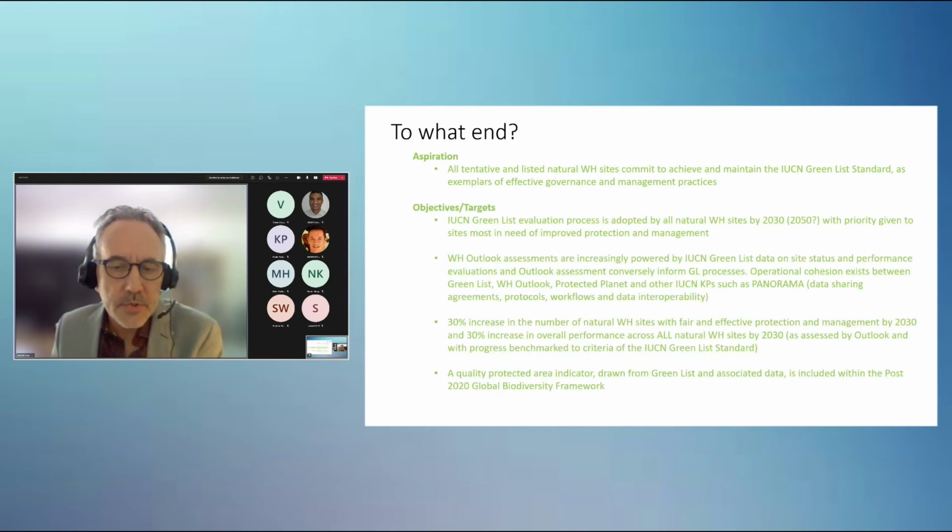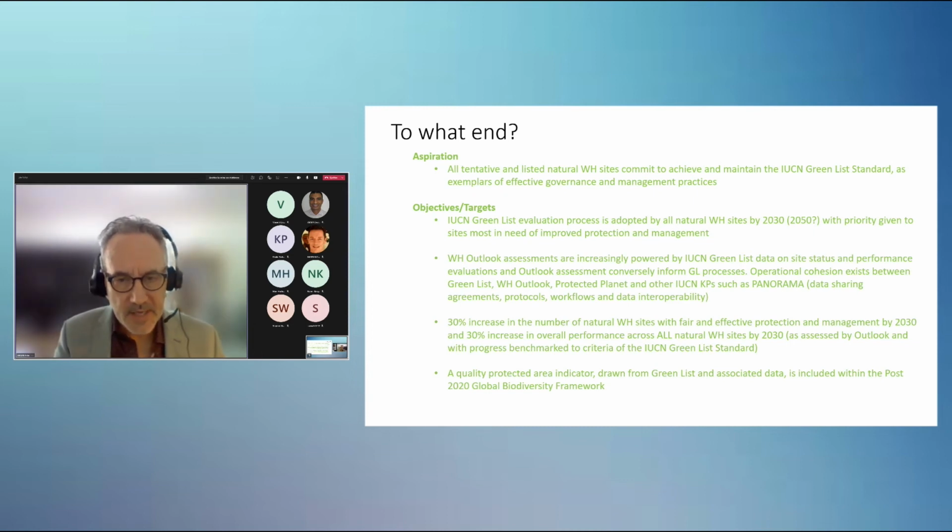So why would we do this? The aspiration of this initiative, this flagship, is for World Heritage sites committing to achieving and maintaining the Green List standards as exemplars of effective governance and management practices. And there's a series of specific objectives and targets which we've identified within that specific to World Heritage. Next slide.